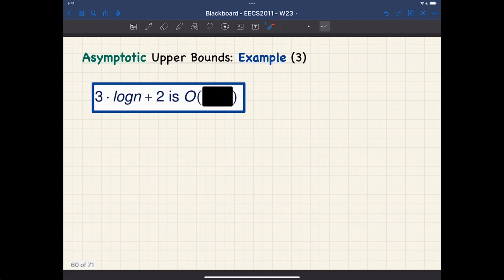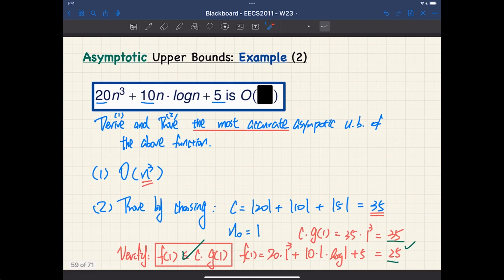How about this one here? Also log. Question? Yes, go ahead. Good question. What if N0 failed? The principle will be, let's say N0 failed to be 1, you can try 2. If fails, try 3, and etc. Keep the C the same. Yeah, good. I will see one example very soon.